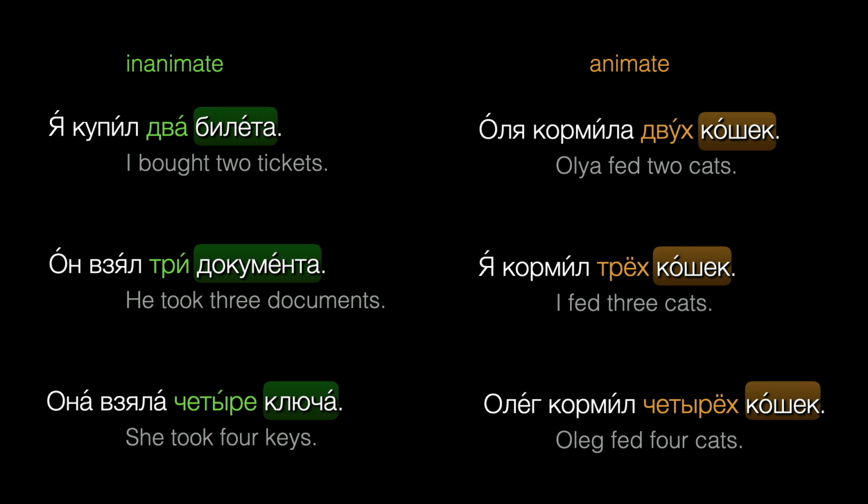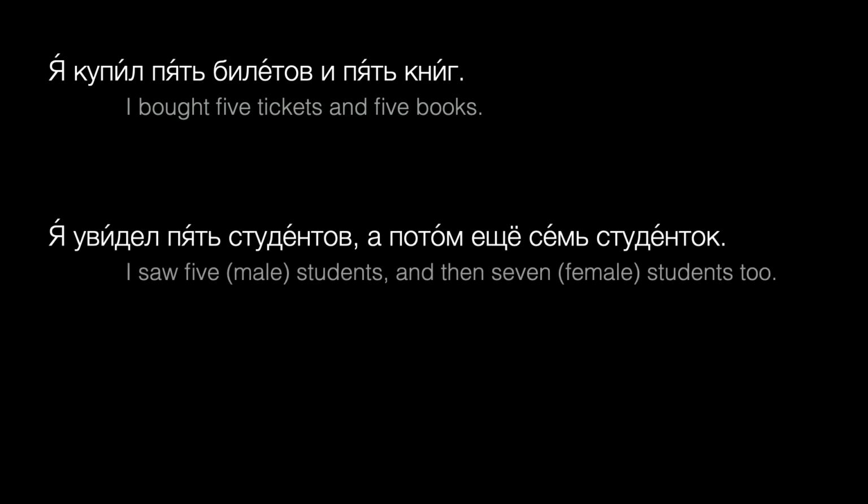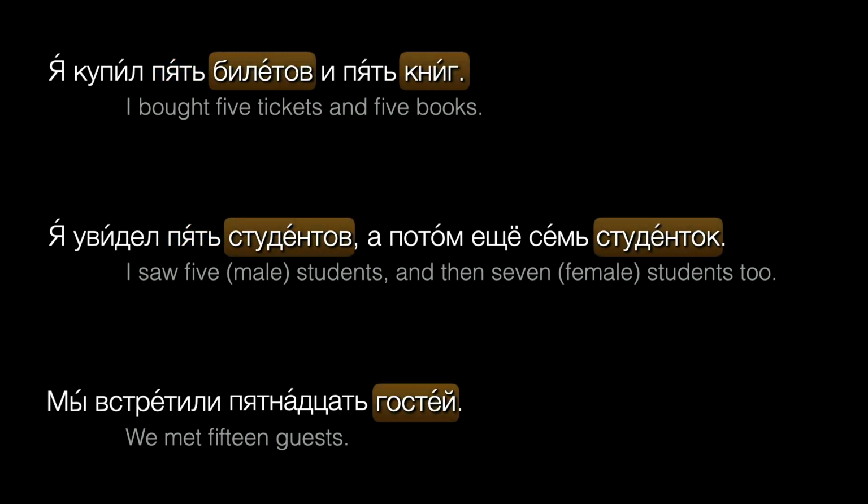So we've covered два, три, and четыре. What about other numbers? Let's take a look. Я купил 5 билетов и 5 книг. Я увидел 5 студентов, а потом еще 7 студенток. Мы встретили 15 гостей. Numbers that end in a soft sign, like 5, 6, and on through двадцать, don't change in the accusative, even before animate nouns. 5 билетов, 5 студентов. The noun will still look like the genitive plural, just as we normally see after the basic forms of these numbers, but there's no change in the number itself.